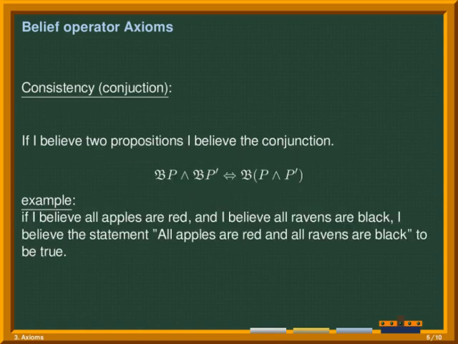Second, we have consistency over conjunction. If I believe two propositions, I believe their conjunction. For example, if I believe all apples are red, and I believe all ravens are black, I believe the proposition, all apples are red and all ravens are black, to be true. Do note that consistency over disjunction follows from the two previous statements.